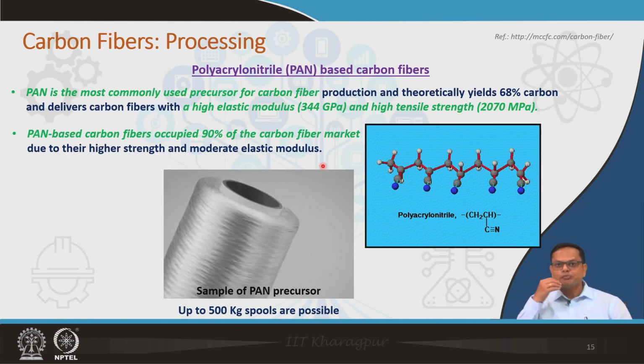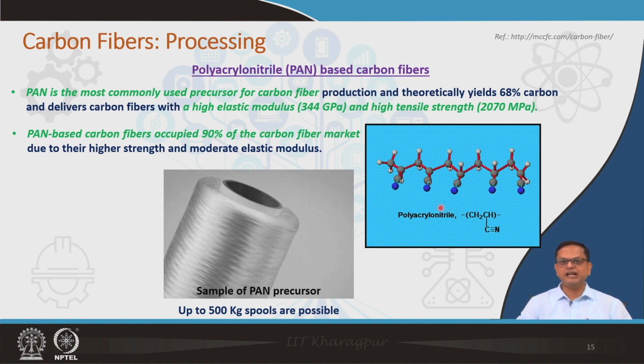Now let us talk about the processing of carbon fibers. The first example I am giving here is PAN as the precursor. As I mentioned, there are different kinds of precursors. The first one I am discussing is PAN, or polyacrylonitrile. I am talking about PAN because PAN based carbon fibers occupy 90% of the carbon fiber market, obviously because of their extremely high modulus and very high strength. And PAN, if you look at the structure, is basically CH2CHCN.